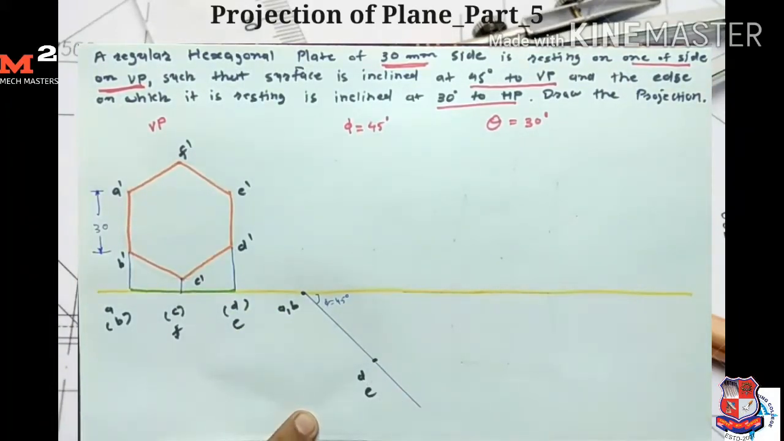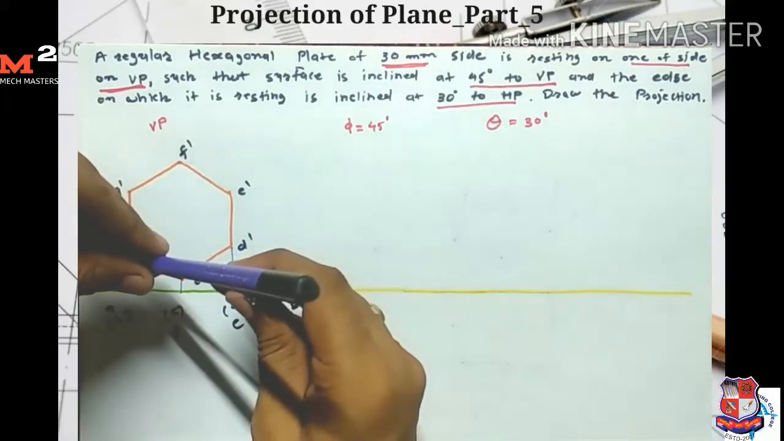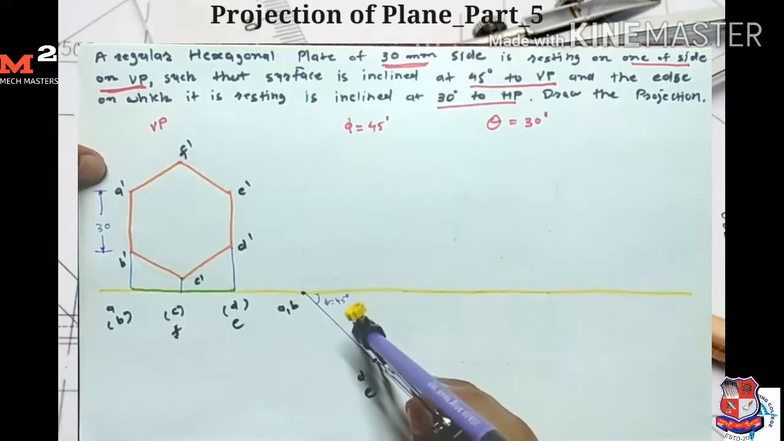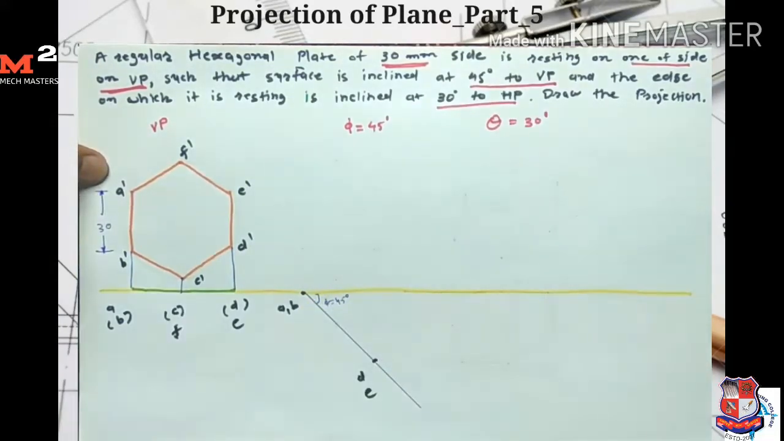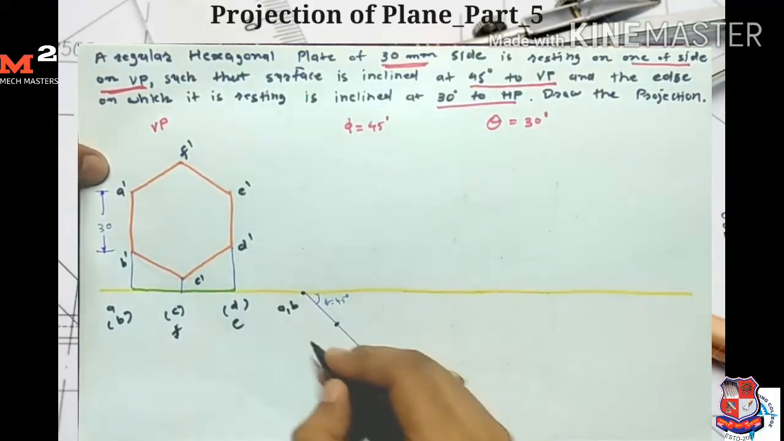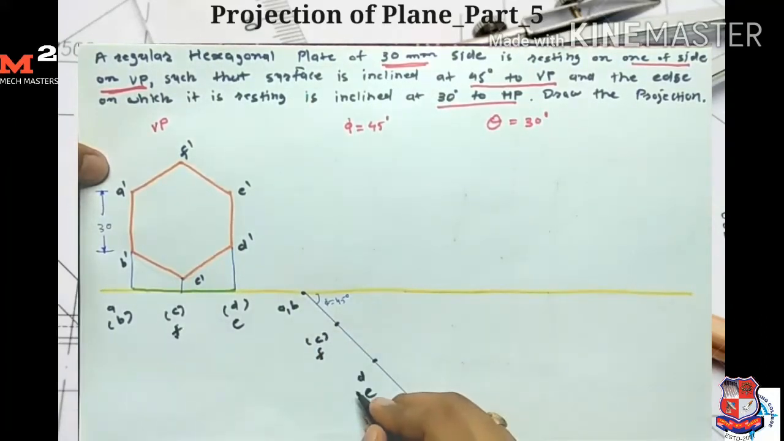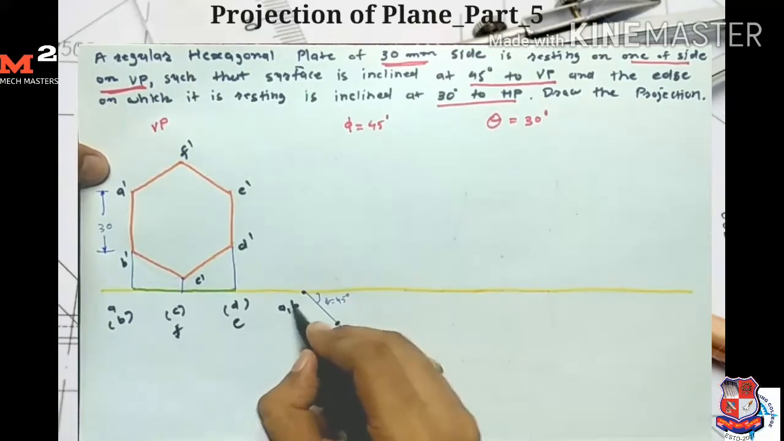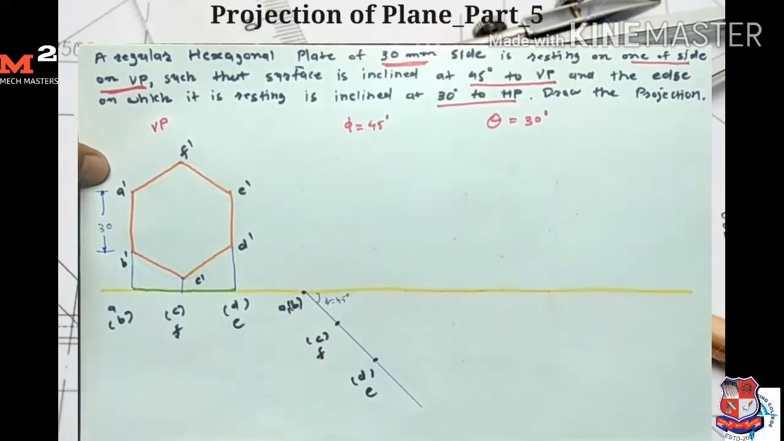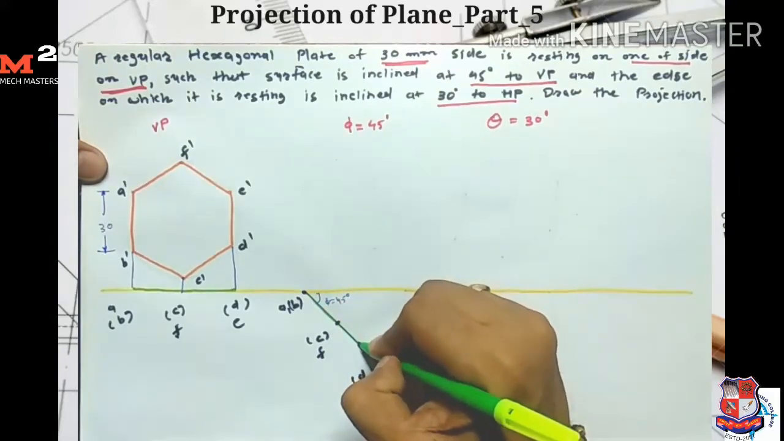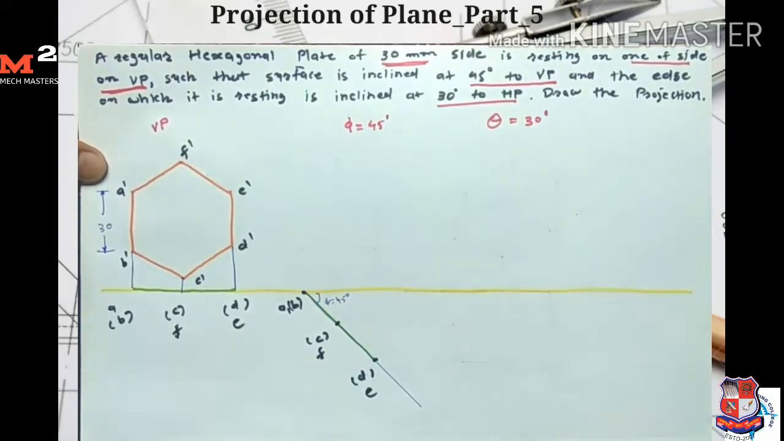Now for getting points C and F, I take this much distance C to D, and from D I draw one arc here. So here I get my points C and F. So this line gives me the top view for the second stage.